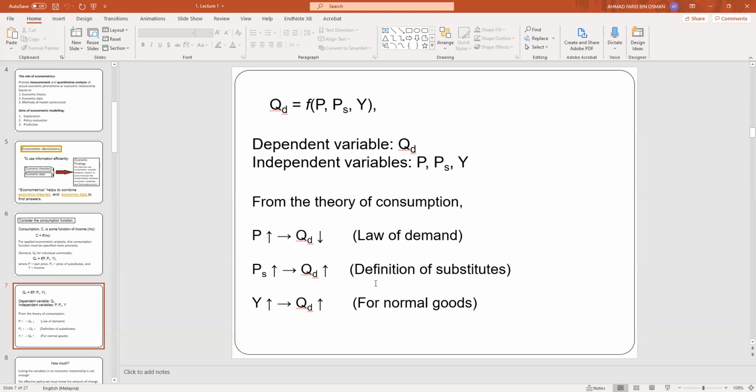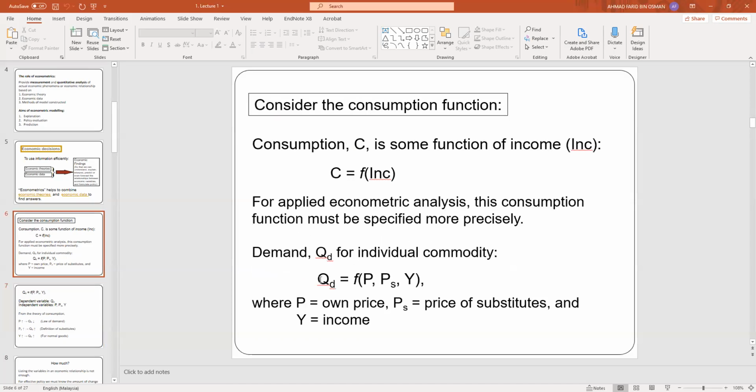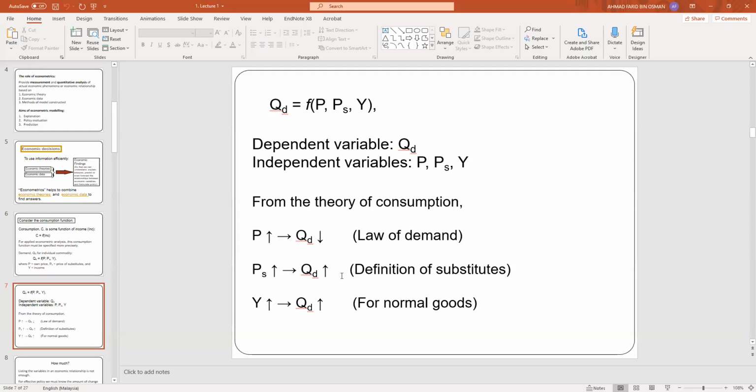And then based on the definition of substitutes, when the price of a substitute commodity increases, the demand for this commodity is expected to increase as well. Because the price of the substitute product, the competing product, has increased, it will encourage people to buy this commodity, so the demand is going to increase. And then the last one, income: when income increases, the demand also increases.